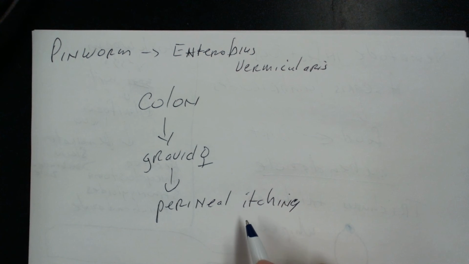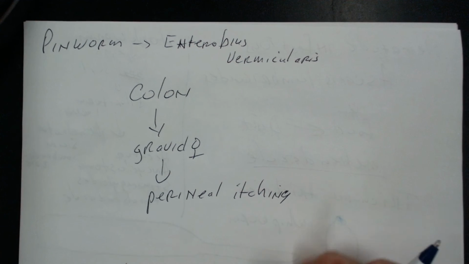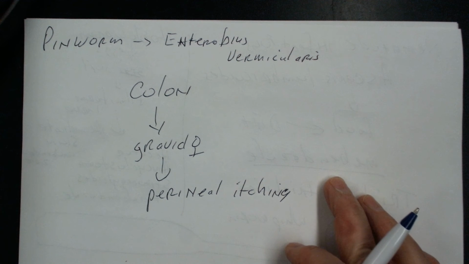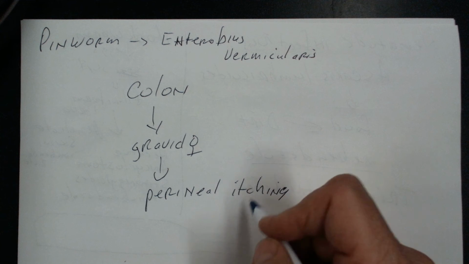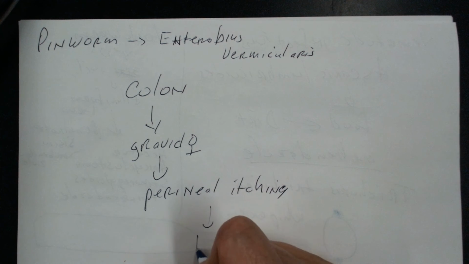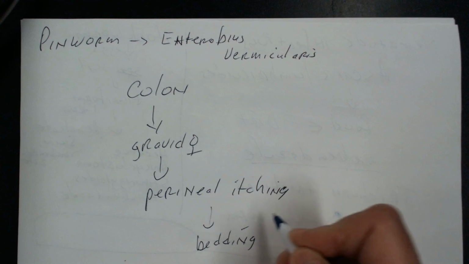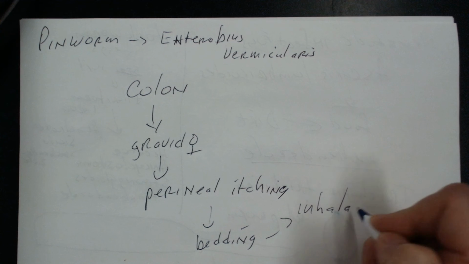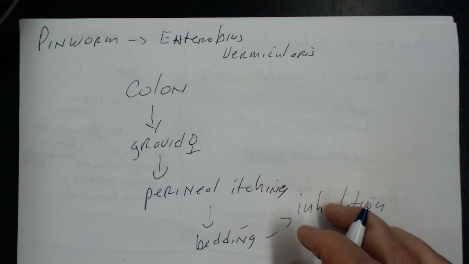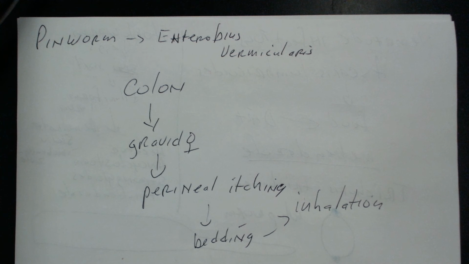And what do you do? There's all these eggs there, so you itch, and then you put your hand near your face and you reinfect yourself. Now this, besides the perineal irritation, these things cause very little pathology. However, because the eggs get on the bedding, and the eggs are very delicate, they can waft, and you can actually get this through inhalation. So pinworm infections were once popular in laundromats.